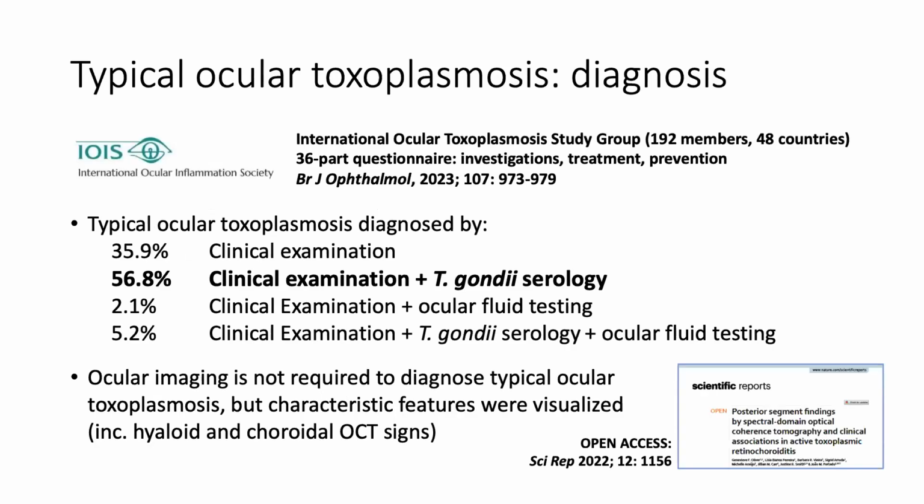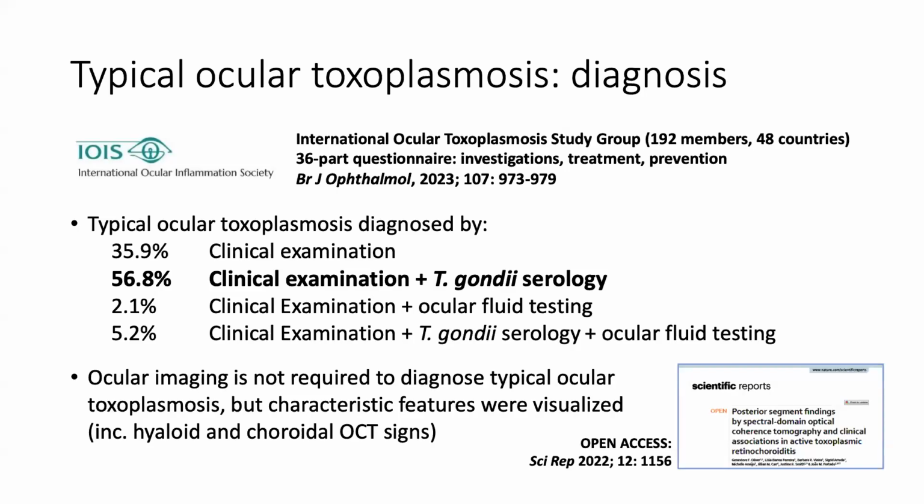So in terms of diagnosis, if we look to the IOIS survey that was published last year, you can see that approximately close to 60% of uveitis specialists use their clinical exam and toxoplasma serology to diagnose typical ocular toxoplasmosis, and that's exactly what was done for this patient. We had a past history of a positive serology and obviously now relying on the clinical examination.